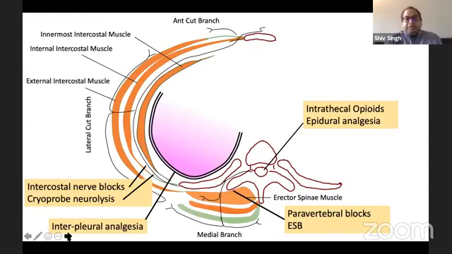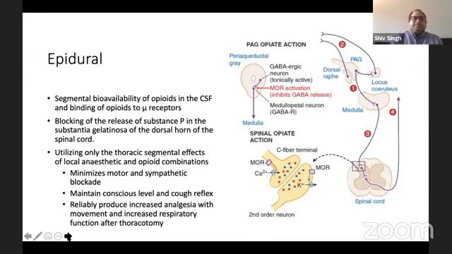You can use intrapleural analgesia. You can do it preoperatively, or you can have the surgeon leave a catheter in there. And then you go a little bit more peripheral into the intercostal space. So you can do intercostal nerve blocks, or you can use cryoprobe neurolysis. And this leads to prolonged analgesia. And obviously there is regeneration, and pain can always come back. But this is for acute pain, not for chronic pain purposes.